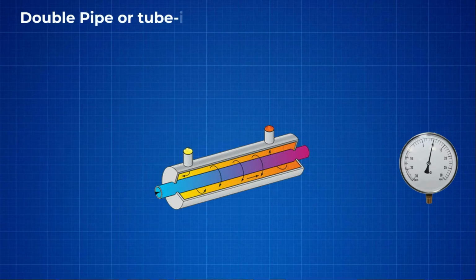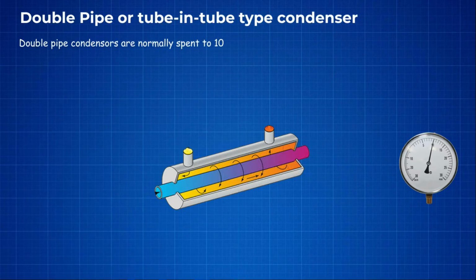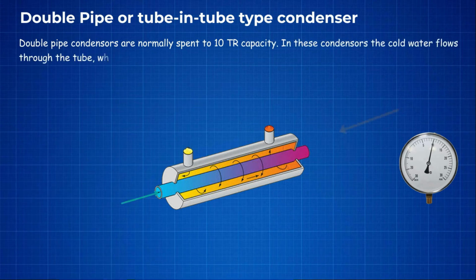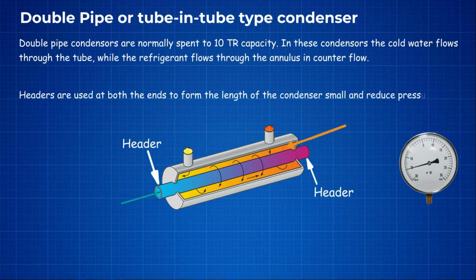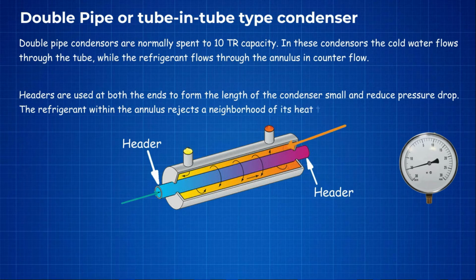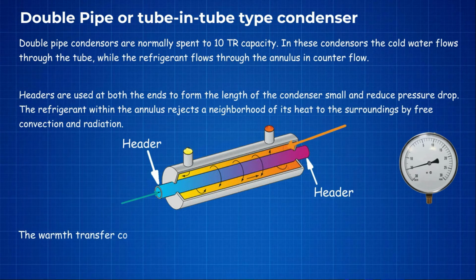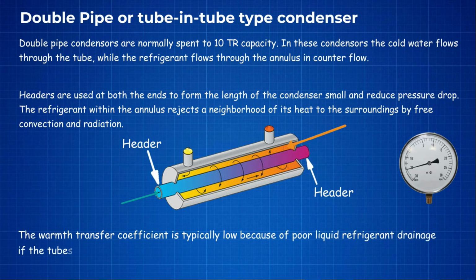Double pipe or tube-in-tube type condenser. Double pipe condensers are normally used up to 10 TR capacity. In these condensers, the cold water flows through the tube, while the refrigerant flows through the annulus in counterflow. Headers are used at both ends to keep the length of the condenser small and reduce pressure drop. The refrigerant within the annulus rejects a part of its heat to the surroundings by free convection and radiation. The heat transfer coefficient is typically low because of poor liquid refrigerant drainage if the tubes are long.